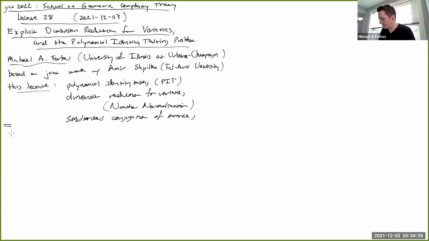Okay, so let's start with the definition of polynomial identity testing. As you can see, my handwriting is not the greatest, so if there's something that's unclear, please do stop me to clarify. Okay, so what is the polynomial identity testing problem?